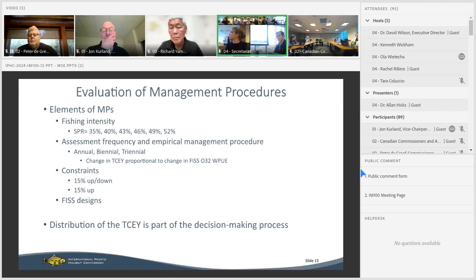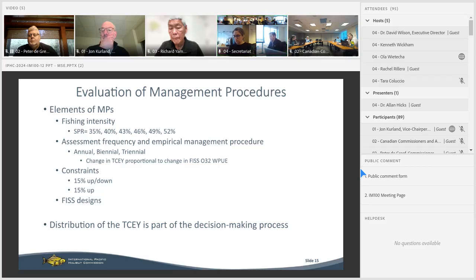Noting that in the biennial and triennial options, when there is not a stock assessment, the change in the TCY would be proportional to the change in the FIS 032 WPE. I'll explain this a little bit more later. We examined some constraints. That means constraining the TCY and how much it can change from year to year. And we did a 15% up and down, meaning the TCY cannot change by more than 15% when going up or down. And we also examined the constraint. It cannot change by 15% or more when it's increasing, but can change by whatever it needs to when it's decreasing. And then we looked at some FIS designs.